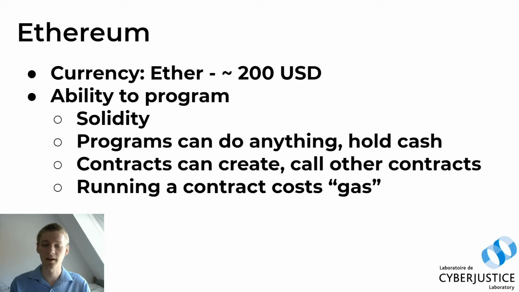Whenever you want to run a contract, for example, by interacting with it, you will have to pay some gas. Gas is a currency that you use in order to pay for the execution of a certain program on the blockchain. But it's generally pretty cheap. A simple program to execute costs about 10 cents.